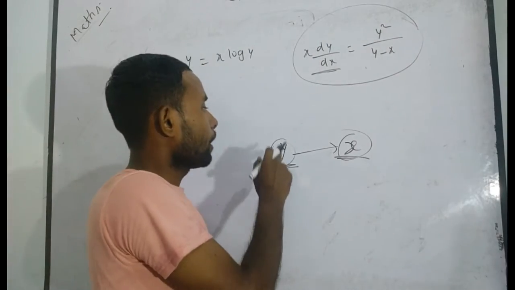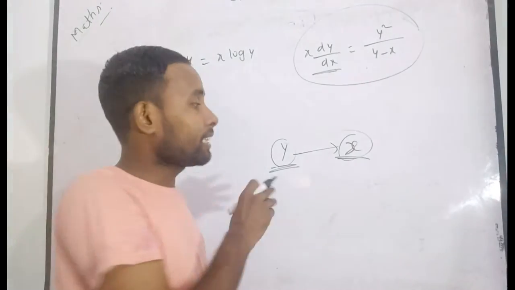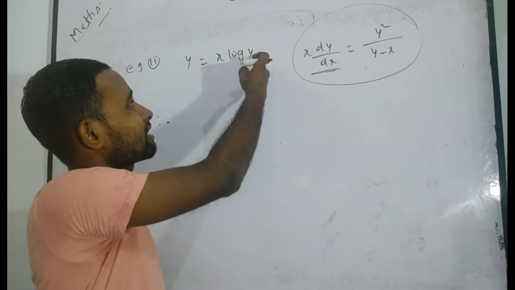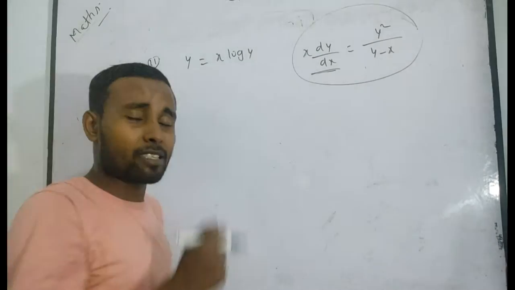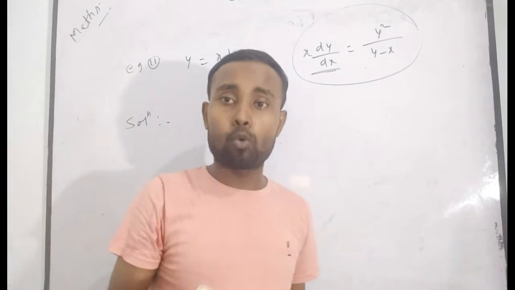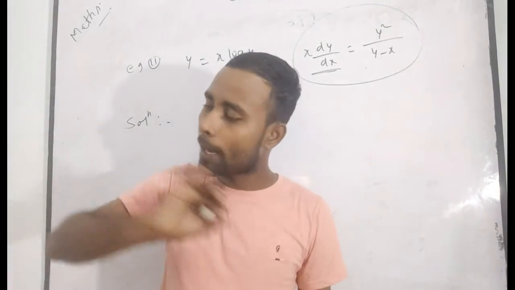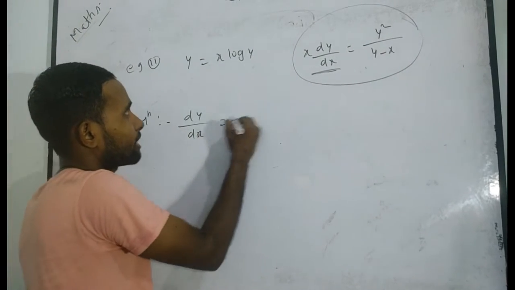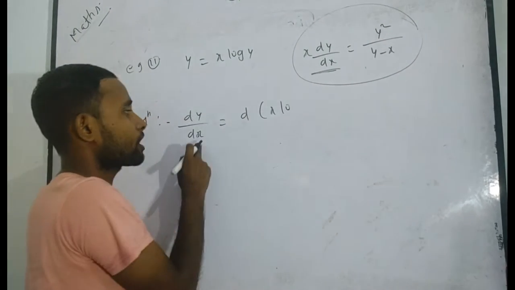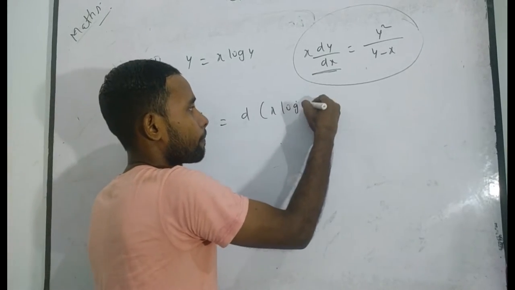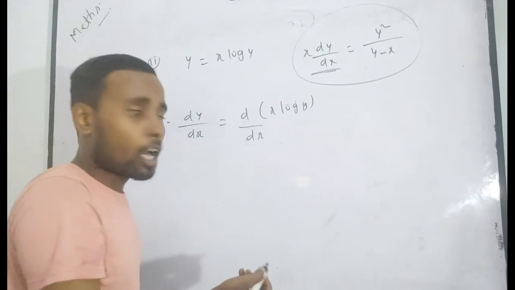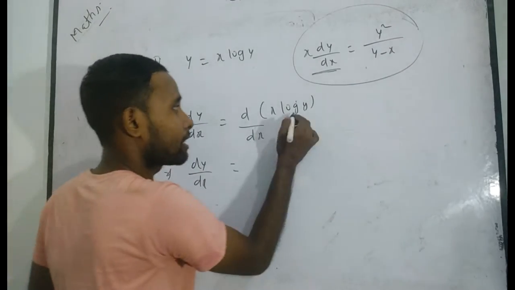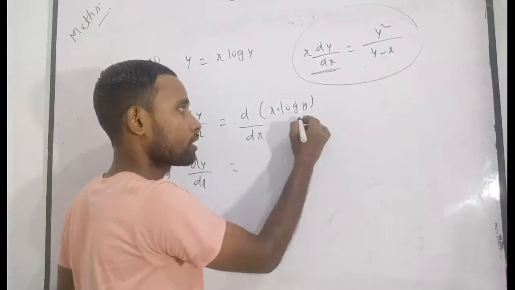If y is completely dependent on x, in that case you simply differentiate on both sides. But here y cannot be expressed completely in the form of x. In that case, we have to differentiate on both sides, that means we apply d/dx on both sides, differentiating on both sides with respect to x. In that case, you will get the derivative of y with respect to x and the derivative of x log y with respect to x. Now this is dy/dx. And this is a product of two functions, log y and x. First of all, this is first and this is second.